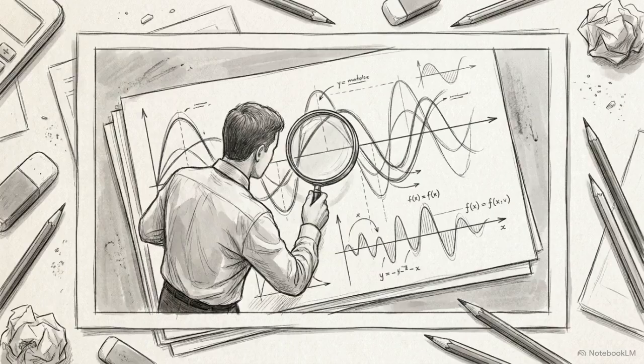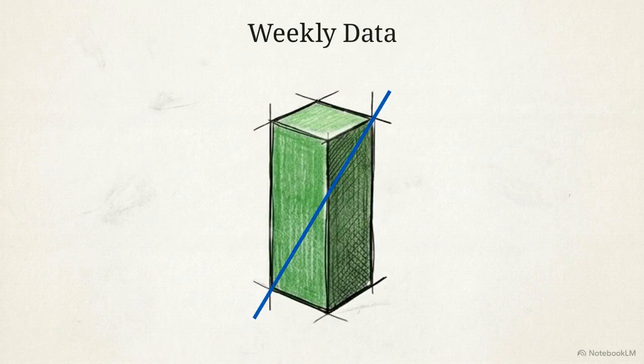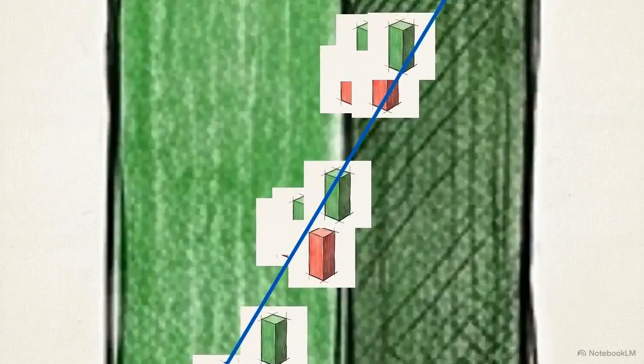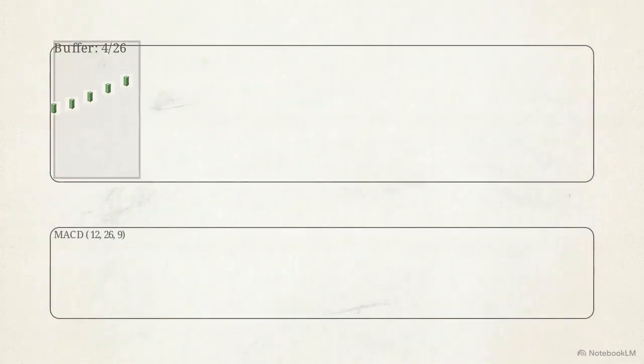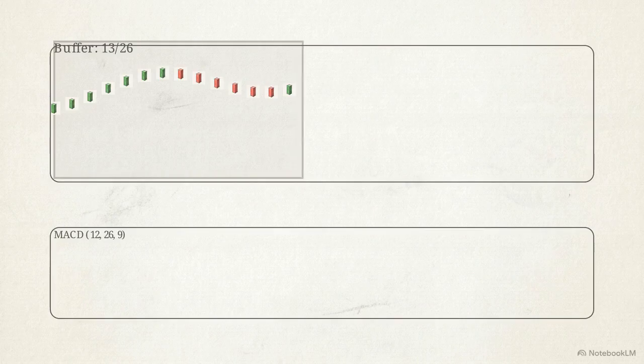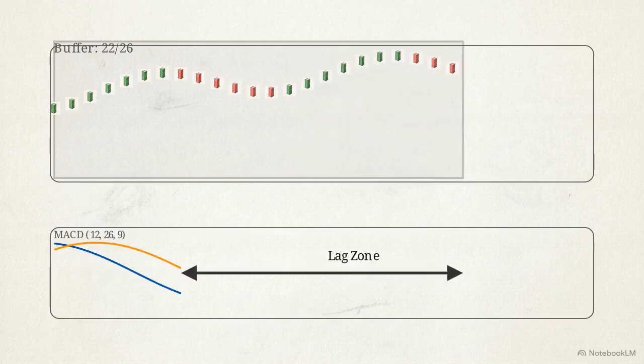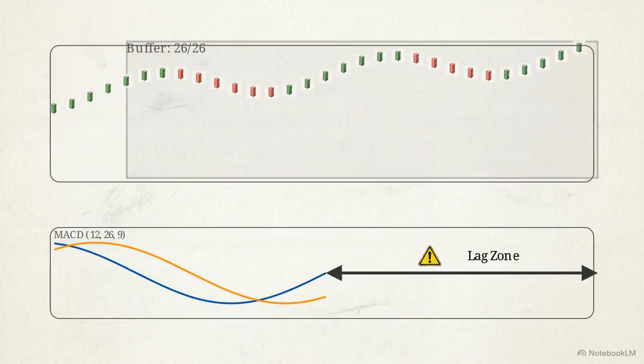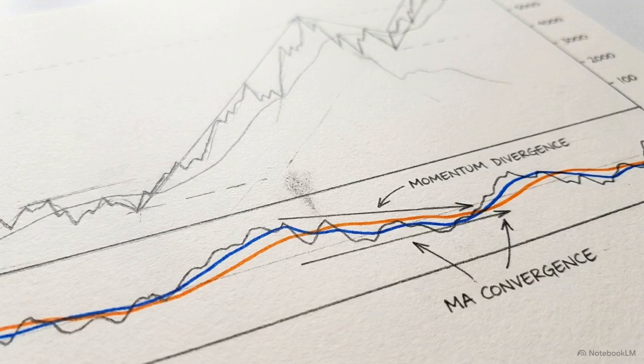12-26-9. Gerald Appel developed those numbers in the 1970s specifically to analyze weekly, long-term charts. When you take a tool calibrated for weeks and drop it onto a 1-minute or 5-minute day trading chart, you get severe signal lag. Mechanically, the 12 and 26 period moving averages require too many candles to calculate a crossover. The math moves too slowly to catch momentum shifts in real time.